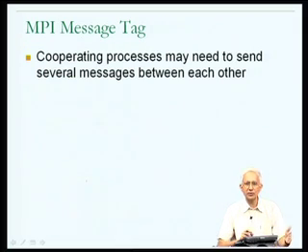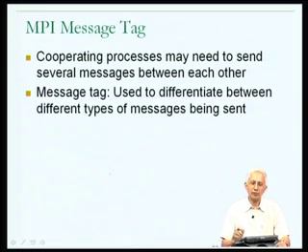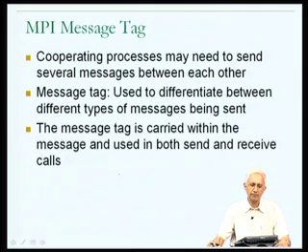So it may be necessary for the process with rank 1 to send one message to process P2 early in the program and send another message to process P2 a little later in the program. The message tag is one of the parameters in the calls to send and receive, and it is a facility through which it is possible to differentiate between different messages that are being sent between, let's say, the same pair of processes. The message tag value is carried along with the message, and is used in both the send and the receive calls, and provides this capability of distinguishing between two messages that were sent from the same sender to the same recipient.